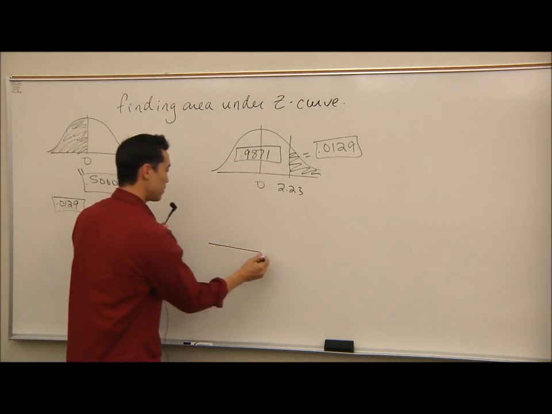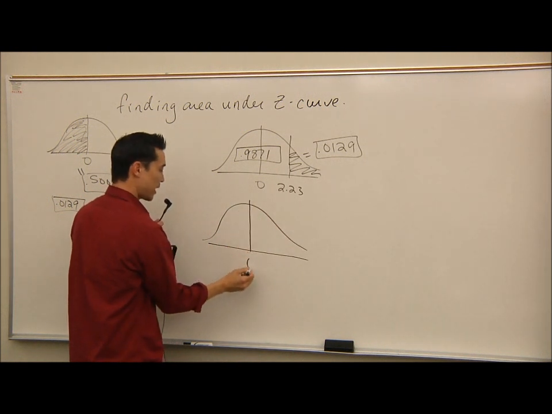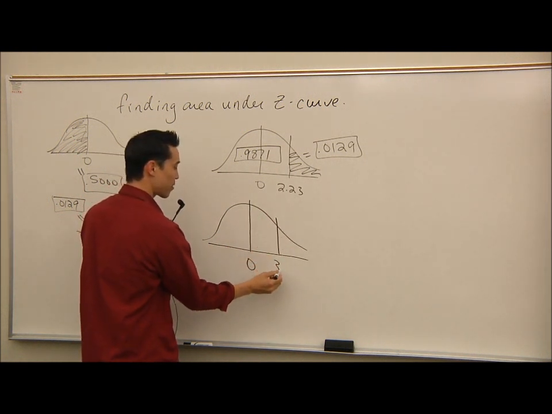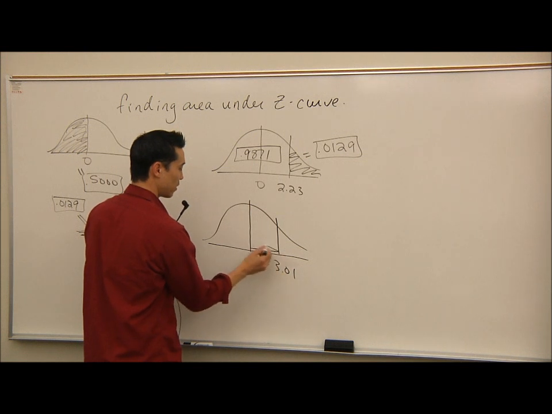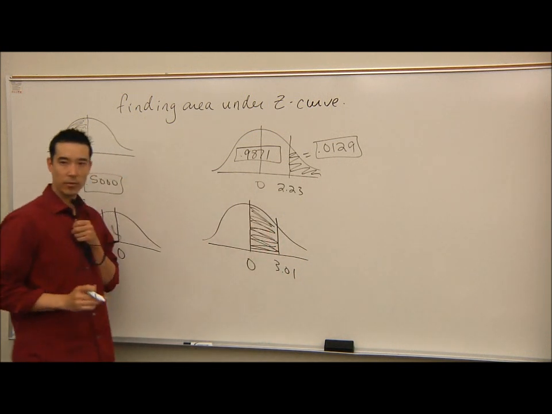All right, let's do this area. I want the area between 0 and 3.01. Okay, that's a terrible drawing because 3 should be way out there, but still. I want the area between 0 and 3.01.